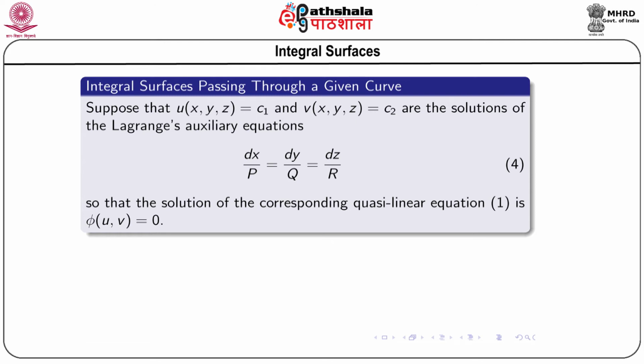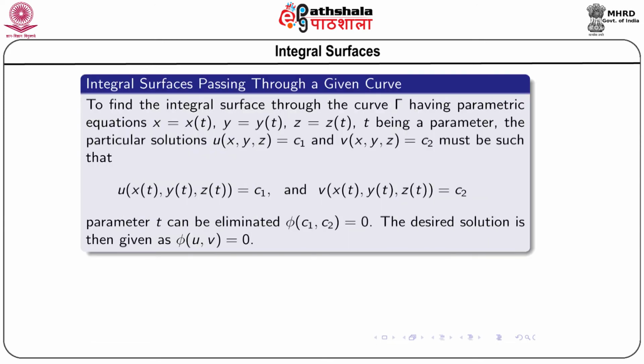Suppose we have a quasi-linear equation Pp plus Qq equals capital R, and u equals C1 and v equals C2 are the solution of the Lagrange auxiliary equation dx by P equals dy by Q equals dz by R. So, the solution of the quasi-linear equation Pp plus Qq equals R is phi(u, v) equals 0, and we are interested to find the integral surface through the curve gamma. The equation of gamma is given in parametric form. x, y, z are some function of parameter t.